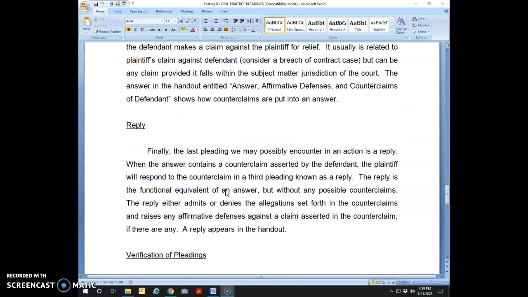And then we have finally the reply. I've given you an example of a reply. Again, if there's a counterclaim in the answer, then the plaintiff has got to respond with a reply. The reply is going to be really the first part and possibly the second part of the answer, meaning it's going to admit or deny the allegations in the counterclaim. And also it's possible there could be an affirmative defense to the claim set forth in the counterclaim.